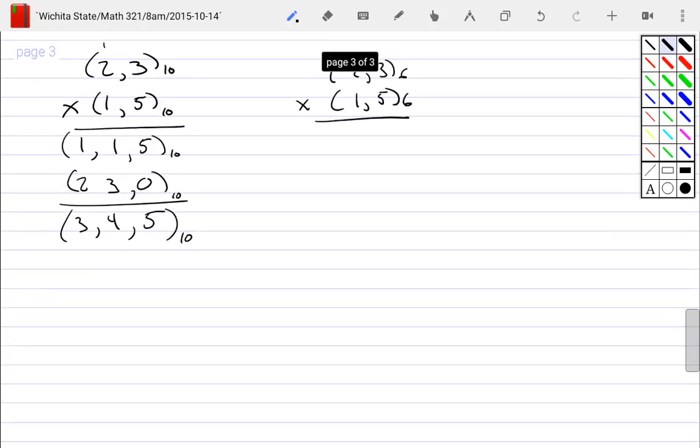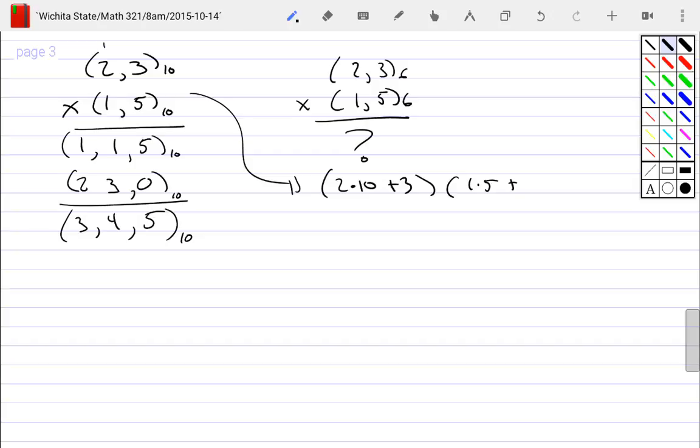The thing is, what does this vertical stack actually do? What is this replicating? Well, let's look at this for a second. 23 is 2 times 10 plus 3, and 15 is 1 times 10 plus 5, right? That's actually what the numbers are. But those are two terms.